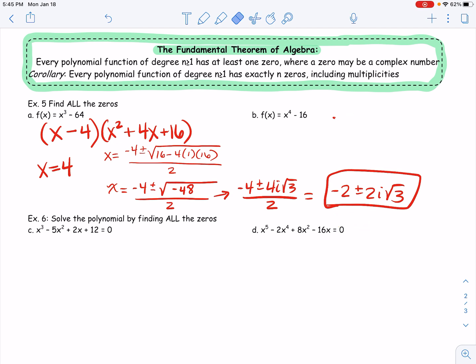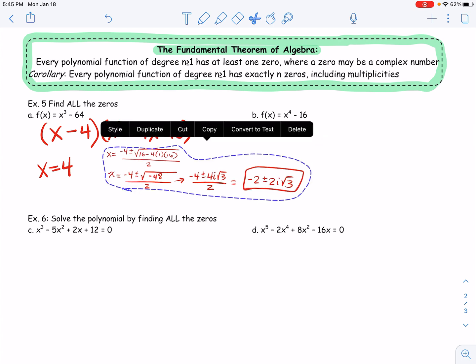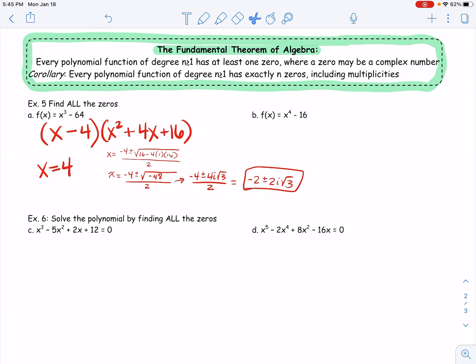So let me erase that, and then let me shrink this down, and just take this and go here. Okay, so we have 4, that's 1, and then we have negative 2 plus 2i radical 3, and negative 2 minus 2i radical 3. So in total, that's 3 zeros, degree of 3. So that's right that we should have 3 zeros. 2 of them are imaginary, 1 of them is real, and that's okay. We don't know how many are going to be real or imaginary, but we do know the total amount, and that's always the degree of the polynomial.